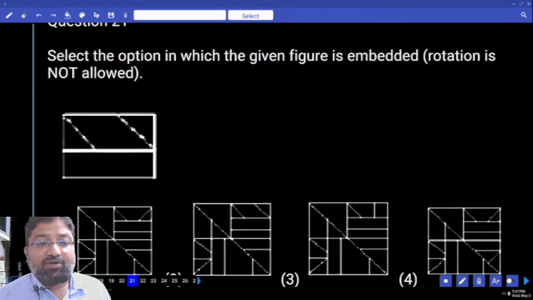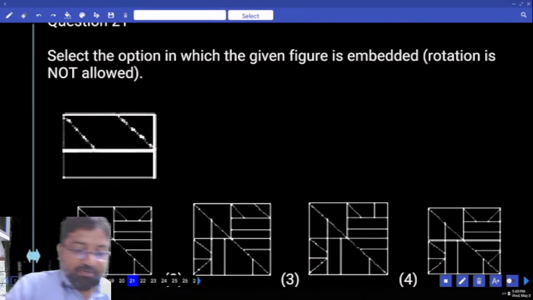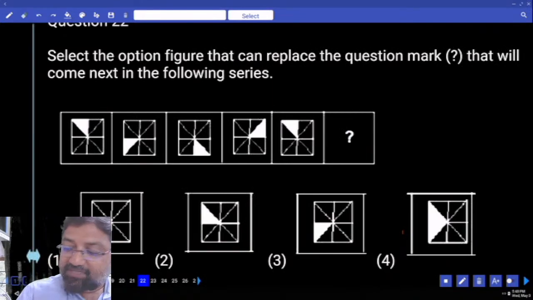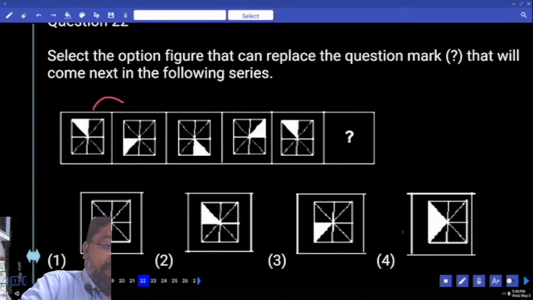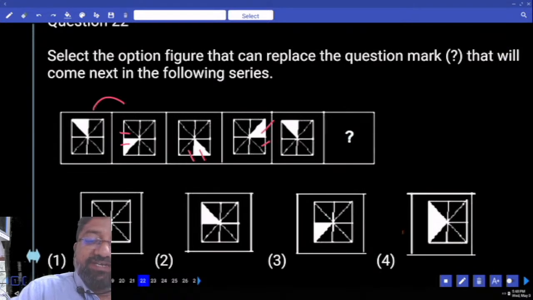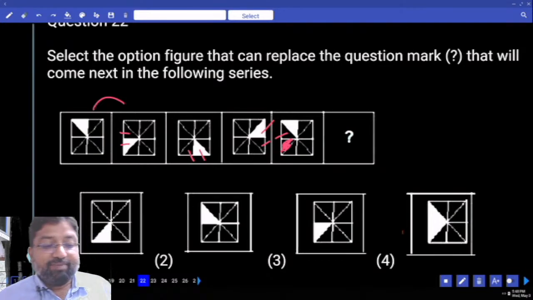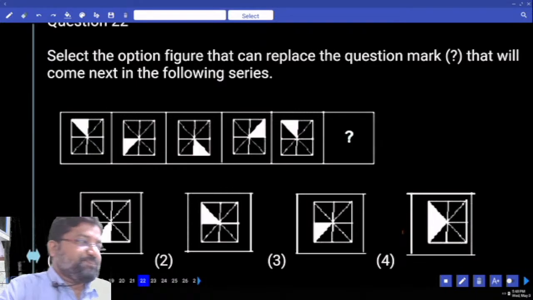Embedded figures. Rotation allowed or not allowed? Tell me, which option has to be my answer? Only one. Second option. This question: first, please look at that shaded part. Is it rotating in clockwise or anti-clockwise direction? Anti-clockwise. From first frame to second frame, 2 sides. Second frame to third frame, 2 sides. Third frame to fourth frame, 2 sides. Now also 2 sides. And in the answer, it should be shaded in this particular area. Is it first option or third option? Third option.